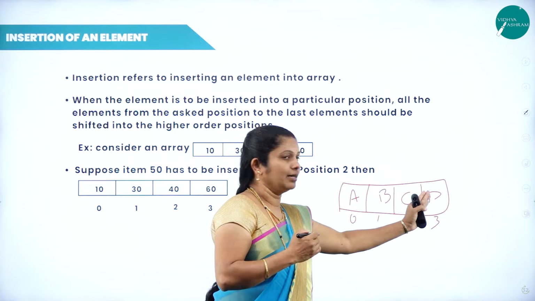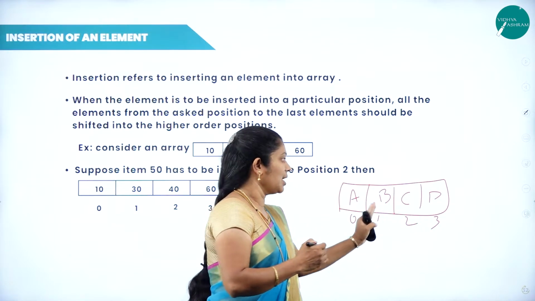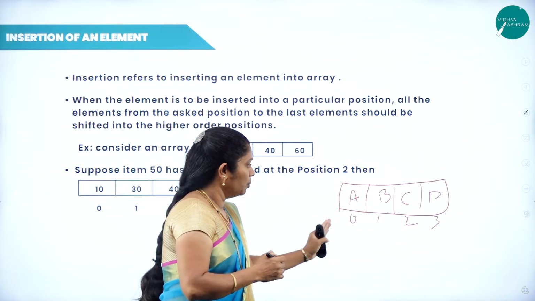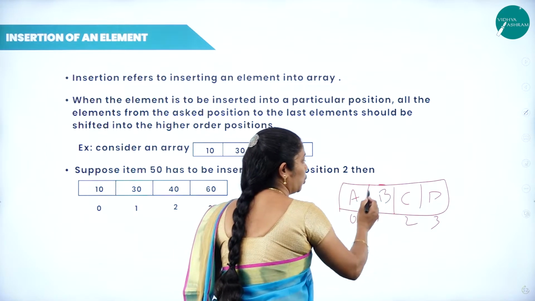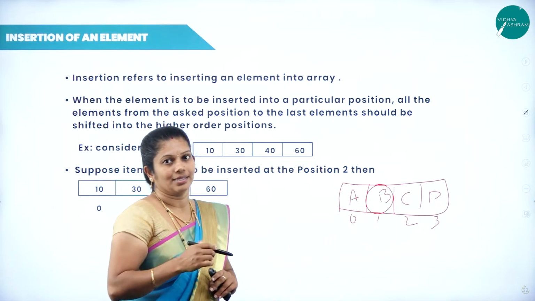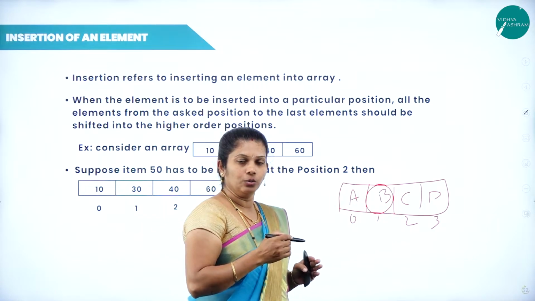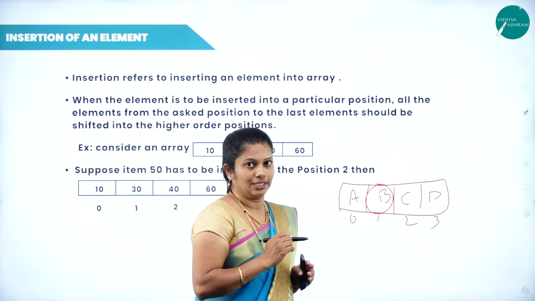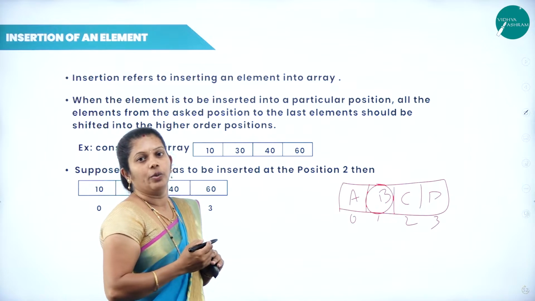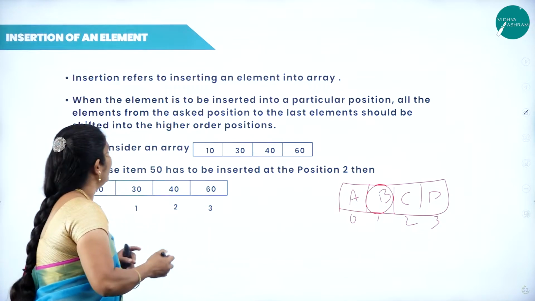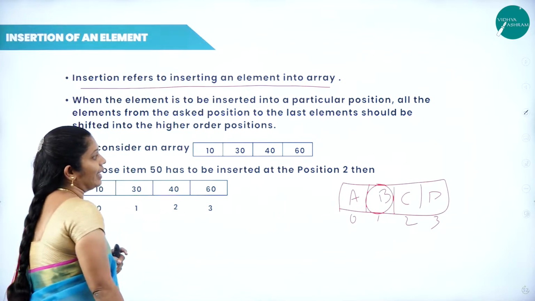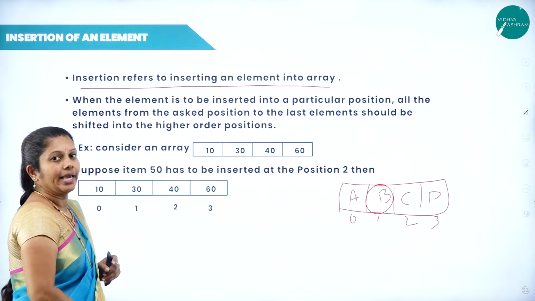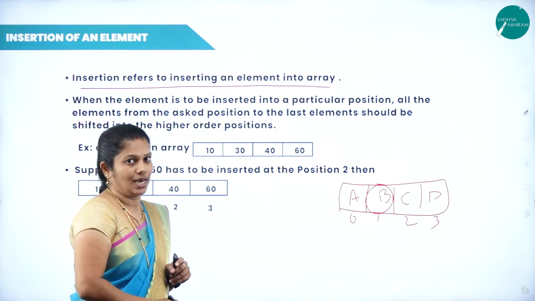For example, here in this array, you have the elements A, B, C, D on the position 0, 1, 2, 3. If I want to insert at the position 1, how to insert? Here already I am having value. Then how to perform that? That you will come to know today. Array insertion refers to inserting an element in the array.